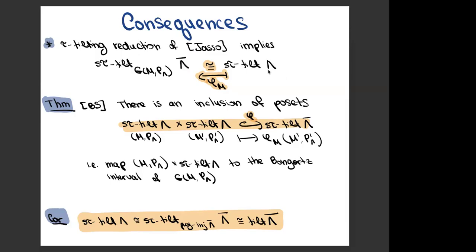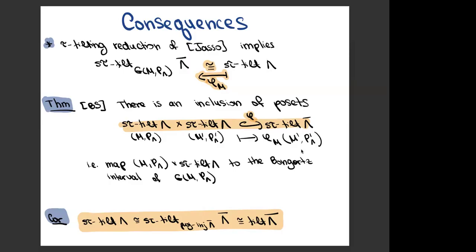Okay, so this means I get lots and lots of support, lots of Bongartz intervals inside of lambda bar coming from lambda via this map. And in particular, what you get is an inclusion of posets, and this is really an inclusion, not a bijection, as we shall see. For every pair, I get a map from support tau tilt lambda cross support tau tilt lambda, so two copies of lambda, into the support tau tilting theory of lambda bar, by mapping a pair here to an object here.